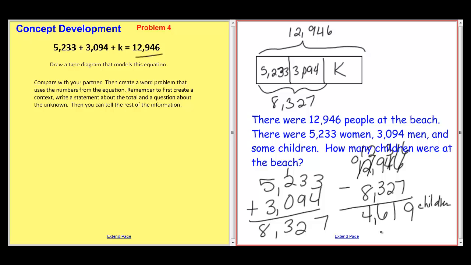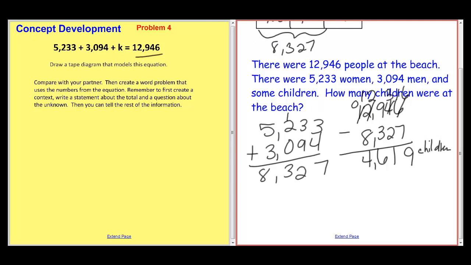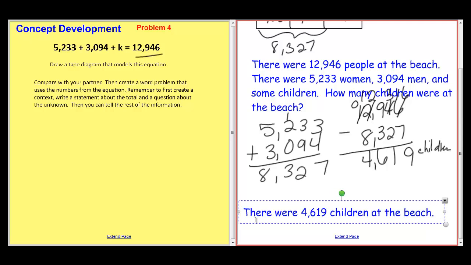I'm going to go ahead and type that since it's a little bit faster. So how many children were at the beach? I would say there were 4,619 children. This is a pretty tough lesson. Whenever you get ready to do your extra slip, it is okay to go back and take a look at your problem set and see how we wrote problems for some of these tape diagrams. So use that as a reference.